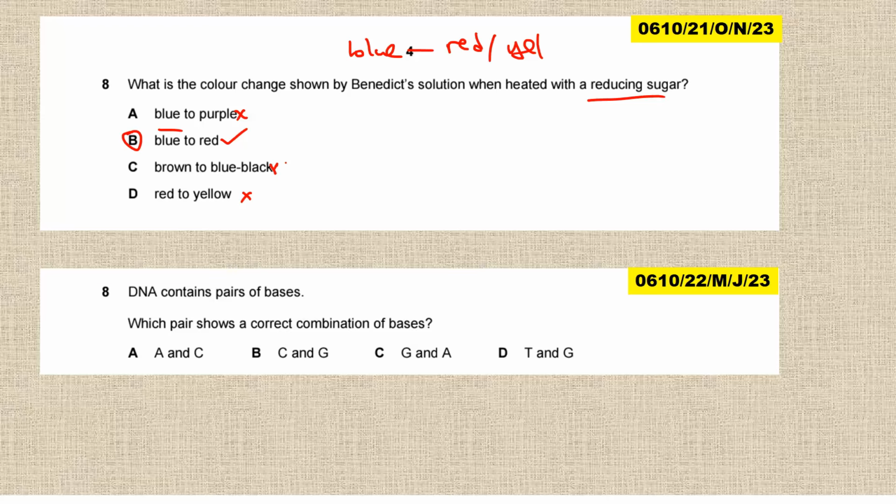Paper 2, variant 2, May, June 2023. DNA contains pairs of bases. Which pair shows the correct combination? So A cannot bond with C. C and G yes. G and A no. T and G no. So the answer is B.